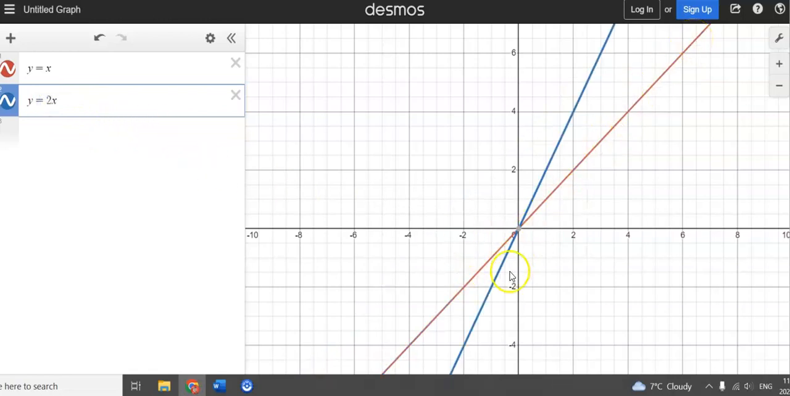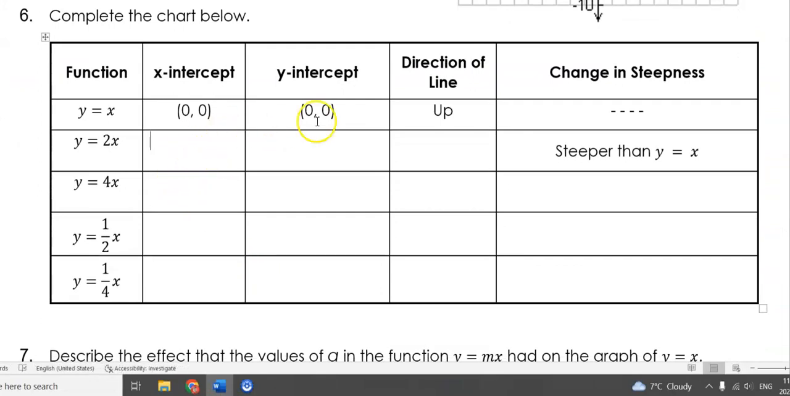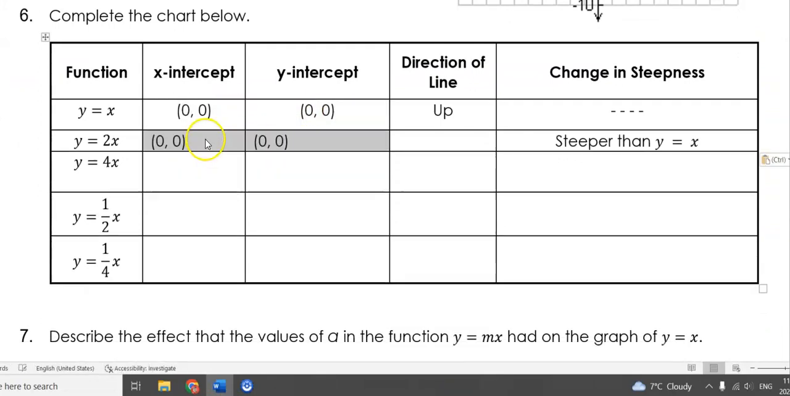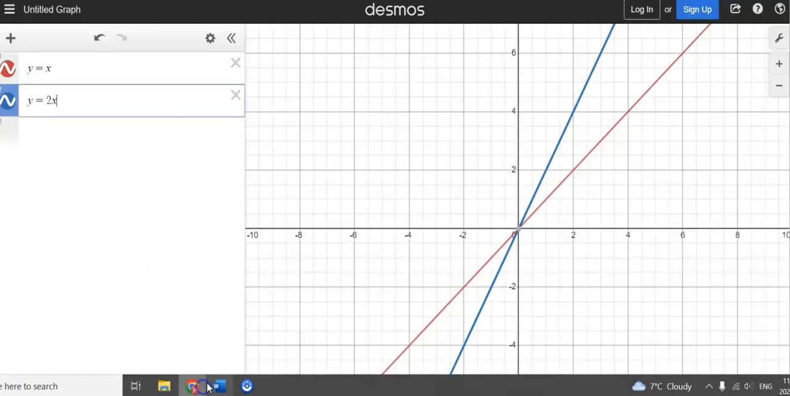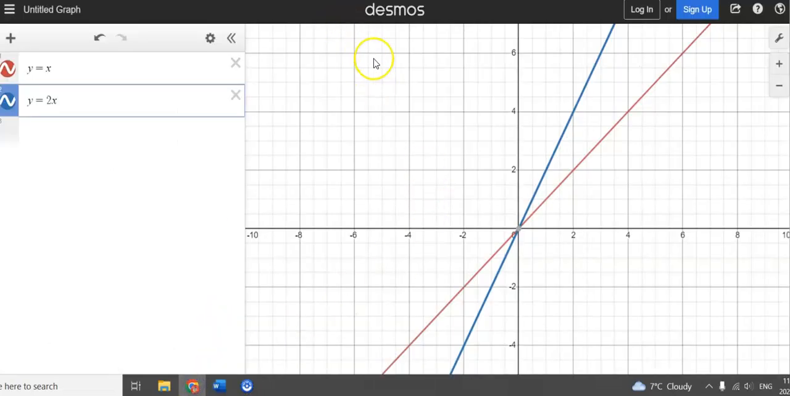So the red is my original and now my blue is a little bit different. So it looks like the intercepts are going to be pretty much the same, because the blue line still goes through 0, 0. But it does look a little bit different than the one before. Now, in terms of the steepness, it is going up still. So why don't we write that down as well? I'm just going to copy and paste that. And again, you'll know if it's going down if it actually goes this way, so sloping downwards.